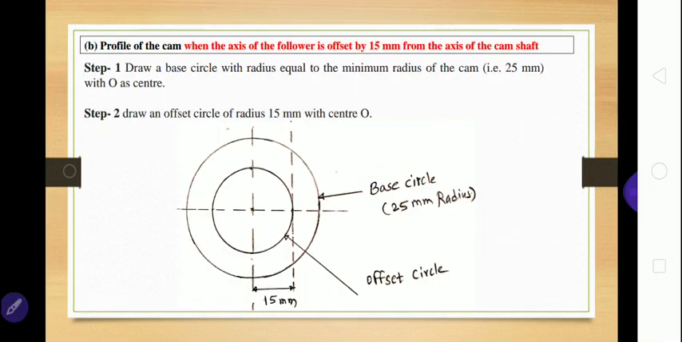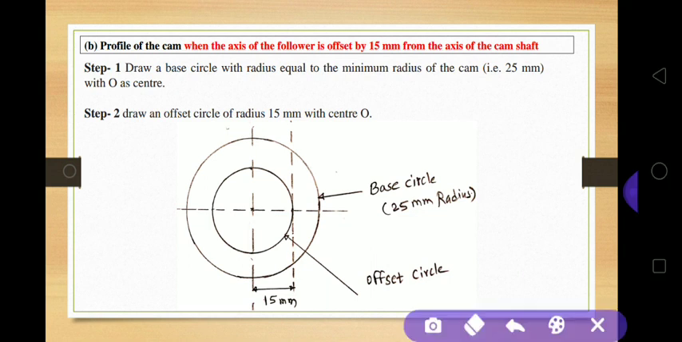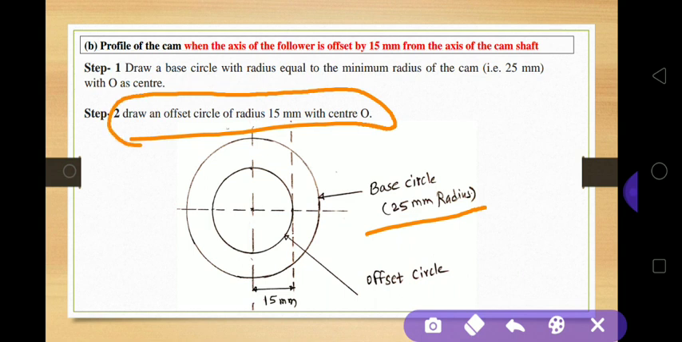Secondly, we have to draw the cam profile when the axis of the follower is offset by 15 mm from the axis of the camshaft. So here the first step is again as usual to draw the base circle with the minimum radius of 25 mm given in this problem. One more thing extra we have to do: draw an offset circle of 15 mm with the same center O. How to draw the offset circle? With that center, take the 15 mm radius and draw a circle called the offset circle. So this is the second step.